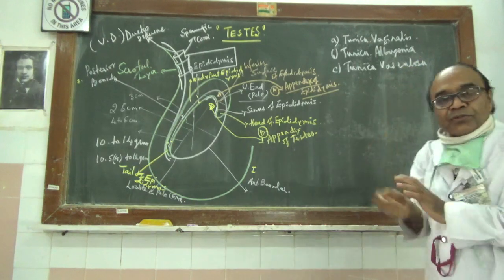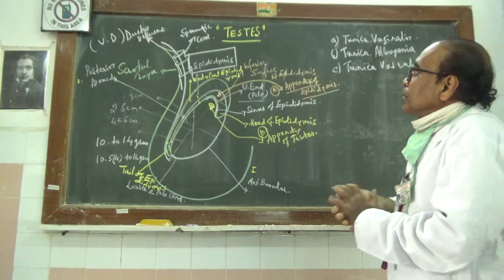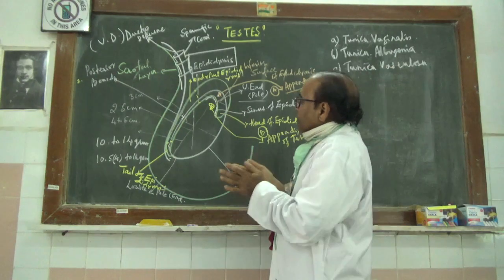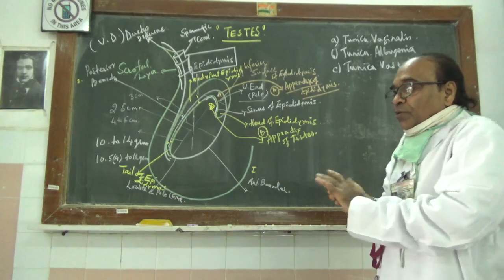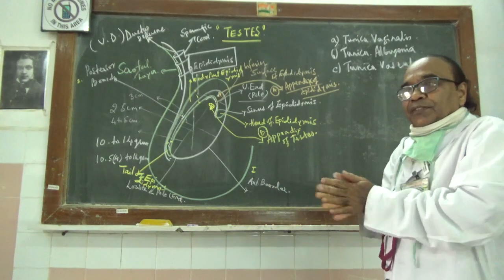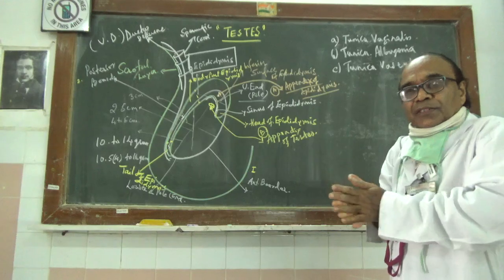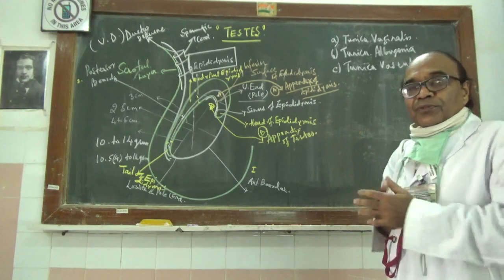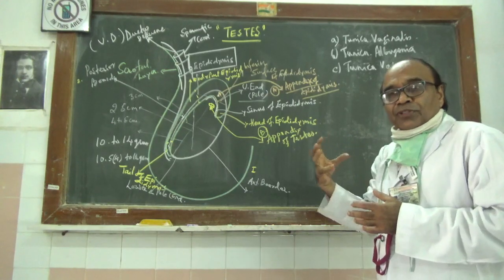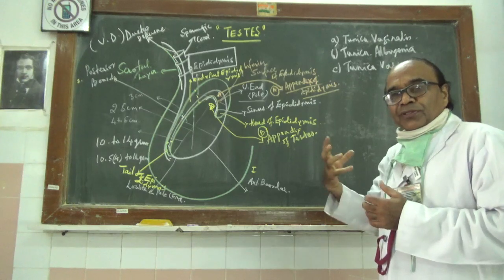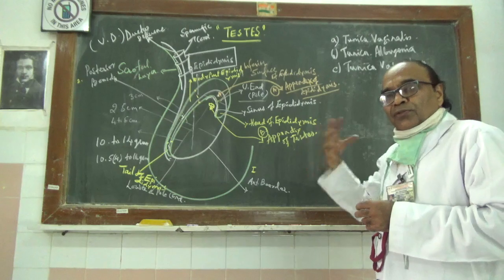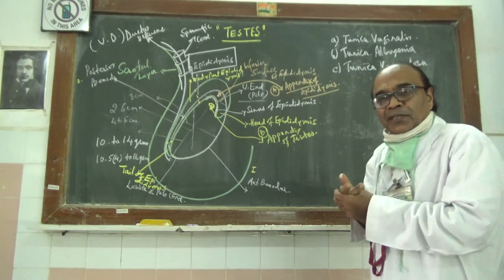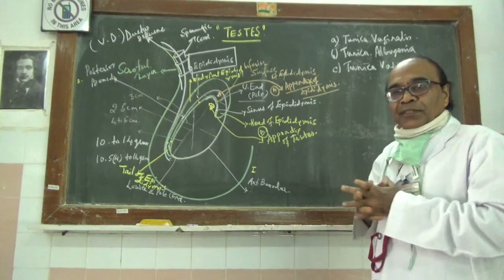Now coming to the tunica vaginalis. So you have already got here that tunica vaginalis. Tunica vaginalis is nothing but the extension of the peritoneum. Now this peritoneum, you know, has two layers, one is a parietal layer and another is a visceral layer.